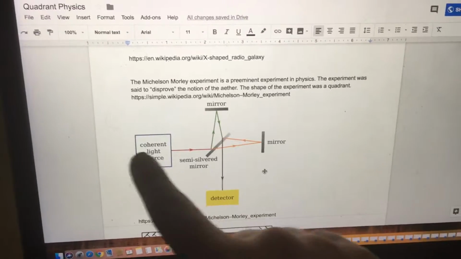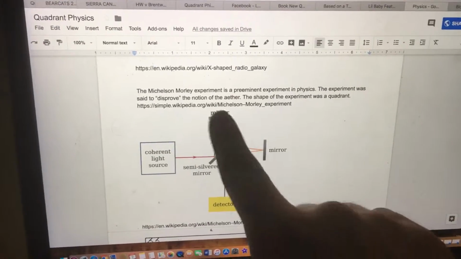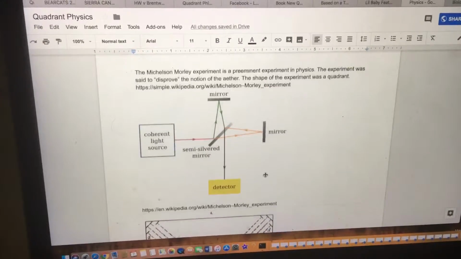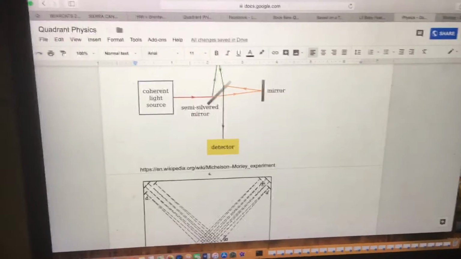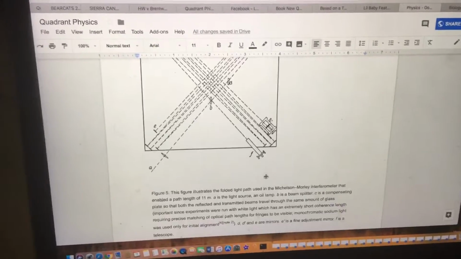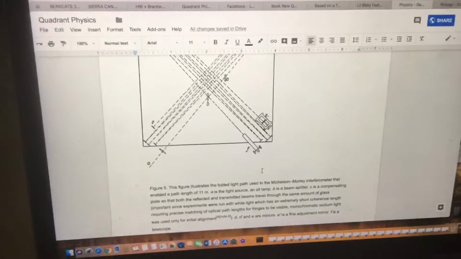So here's the Michelson-Morley experiment. It's a very famous experiment, and it takes the formation of a quadrant. Here's another diagram of their experiment, making an X.